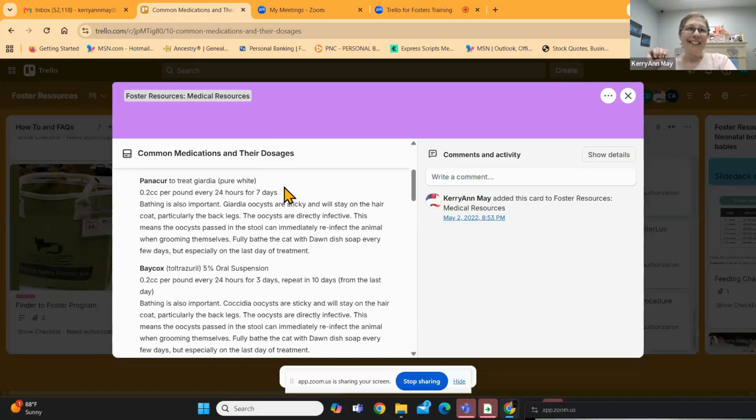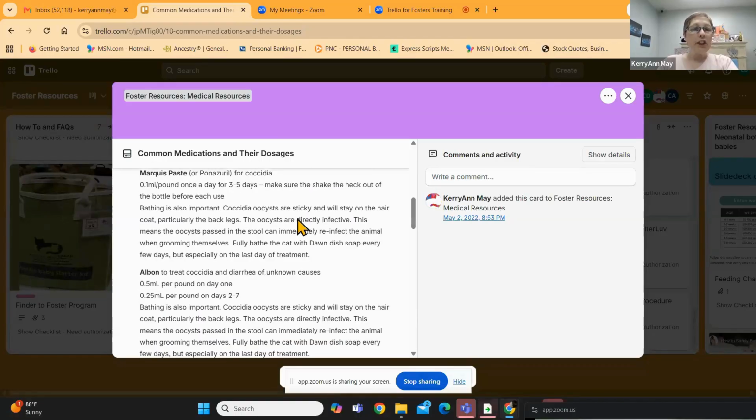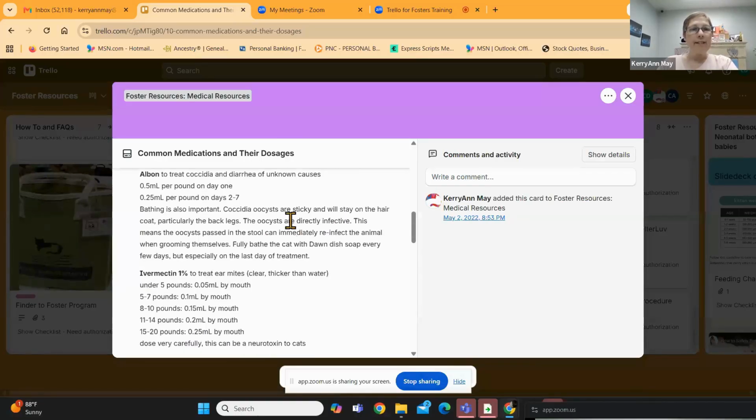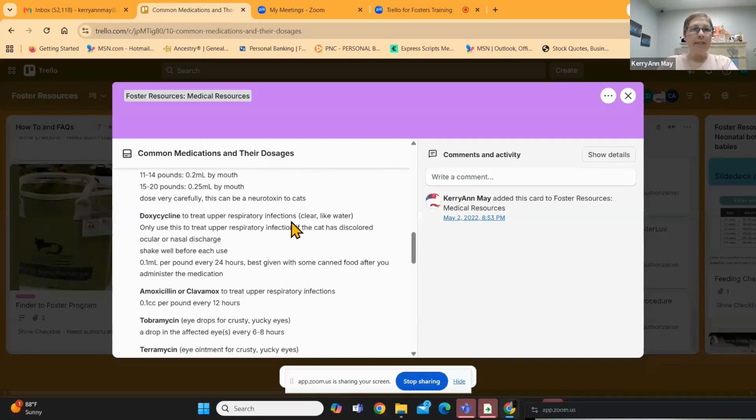So while you think you're doing a great job with the medication and bathing the kitten, the cysts are all in the litter, on the litter box, and on the litter scoop. So it's really important that we follow those instructions. Sometimes there are some additional instructions there, and I do invite you to read through this and see all the different stuff that we have on here.